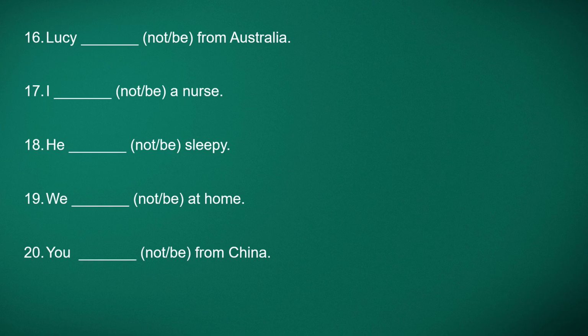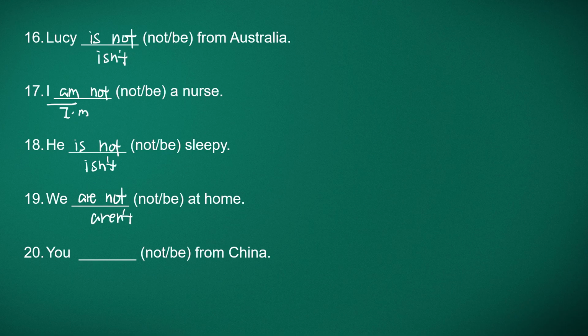Lucy is not from Australia. Lucy isn't from Australia. I am not a nurse. I'm not a nurse. He is not sleepy. He isn't sleepy. We are not at home. We aren't at home. You are not from China. You're not from China. You aren't from China.